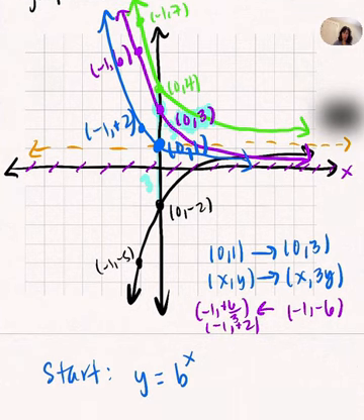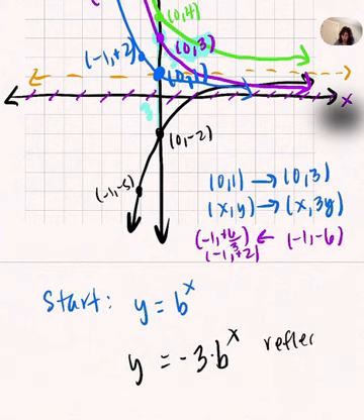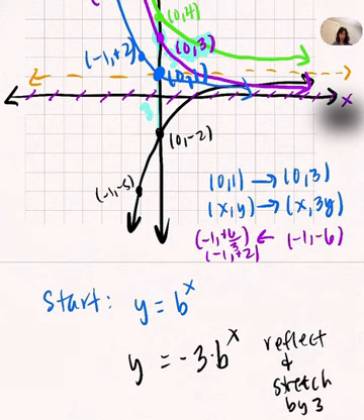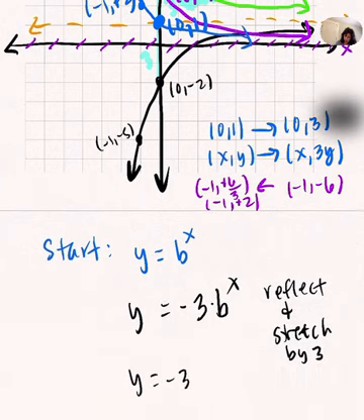So how do you reflect over the x-axis and stretch by 3? What you do is you put a -3 in front. So this is what happens when you reflect and stretch by 3. Then what did we do? Well, we added 1 to shift the graph up 1. So we did +1, and that's shifting up 1.